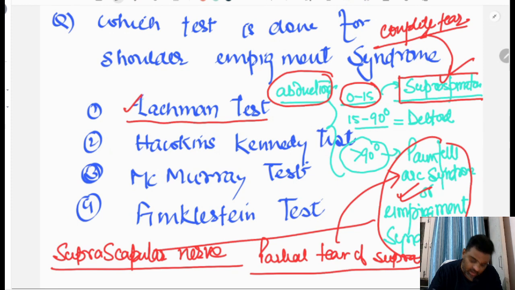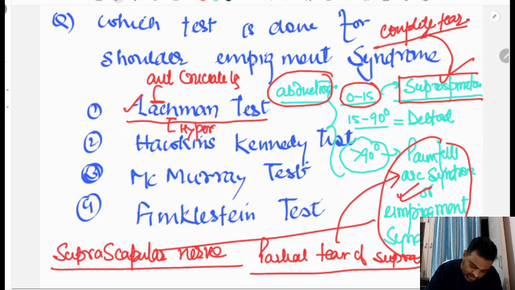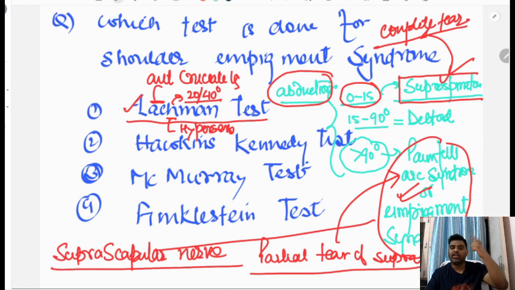Lachman test is done for anterior cruciate ligament problems. ACL means anterior cruciate ligament. And H for hypersensitive, so it is the most sensitive test, and it is done at an angle of 20 to 40 degrees. There is also a test called the anterior drawer test, but you cannot do the anterior drawer test in acute injury. Anterior drawer test has to be done at a 90-degree knee position. So Lachman test cannot be the answer.